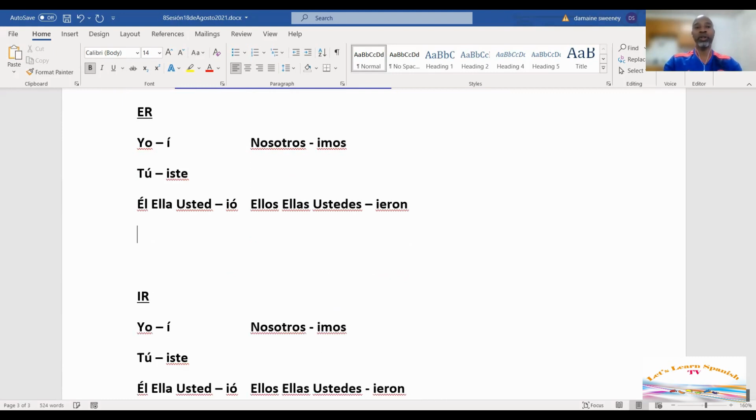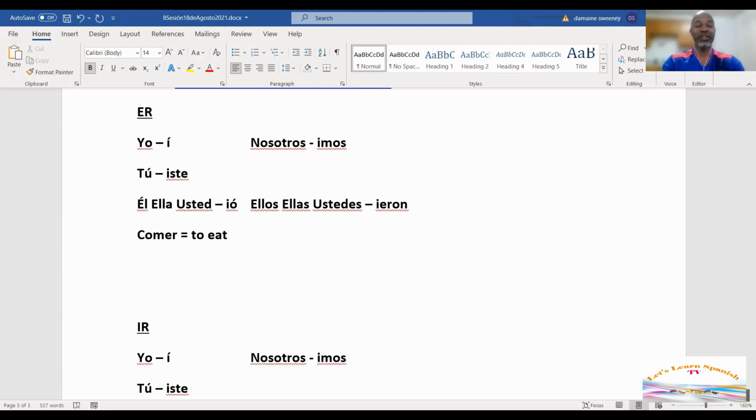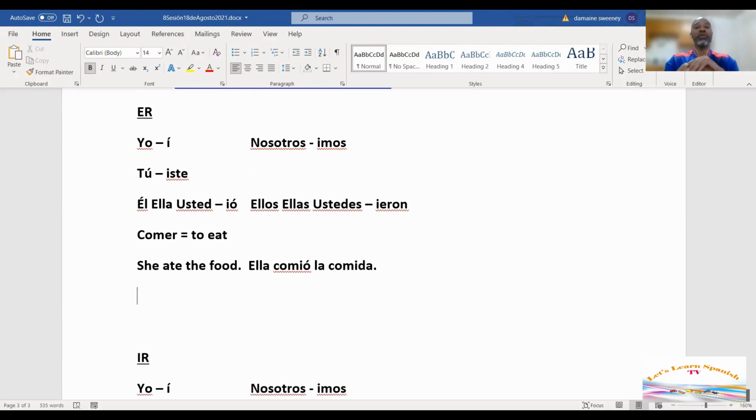Okay, let's take a look at the ER verbs, and my favorite ER verb, comer. So how do you say she ate the food? Ella comió la comida. She ate the food. Okay, so you see what we're doing here. We change the endings. We drop the ER in the verb, and we add the ending that matches with the pronoun. In this case, the ending matches with she, or she matches with the ending. So you see that?